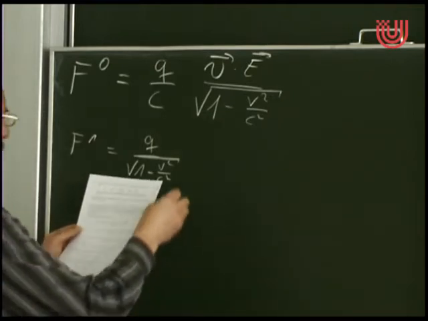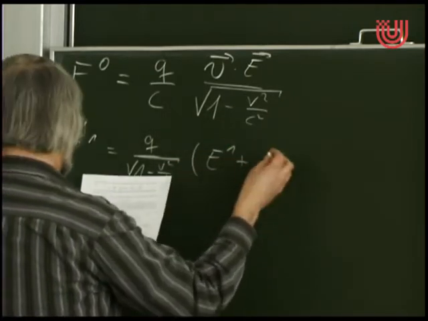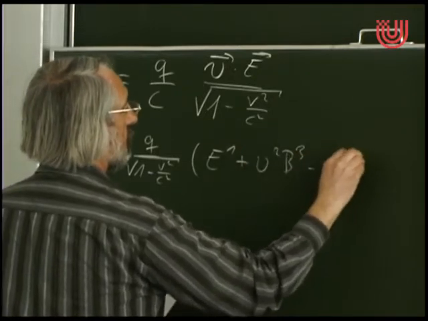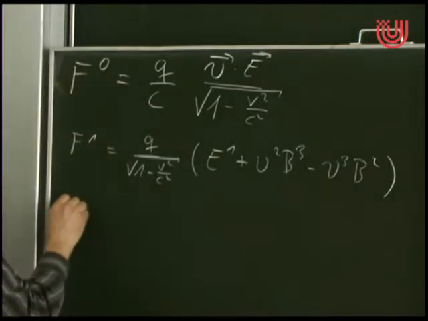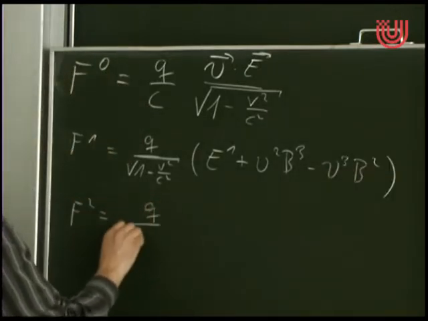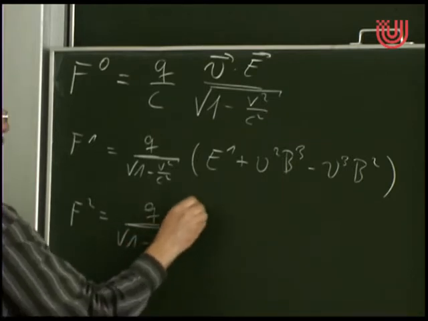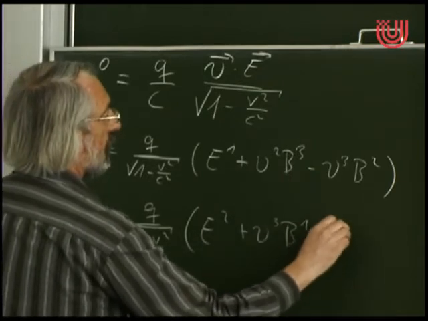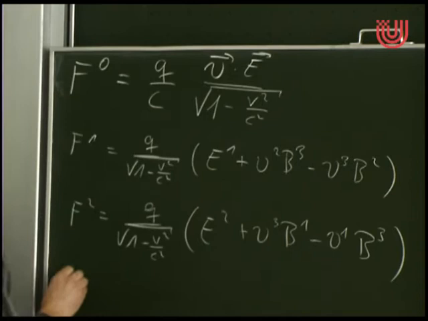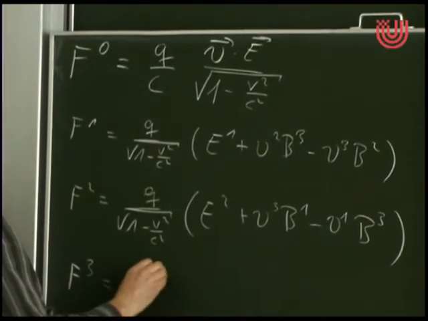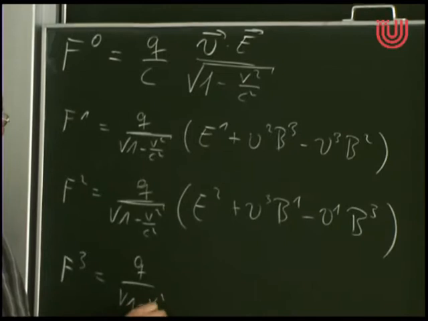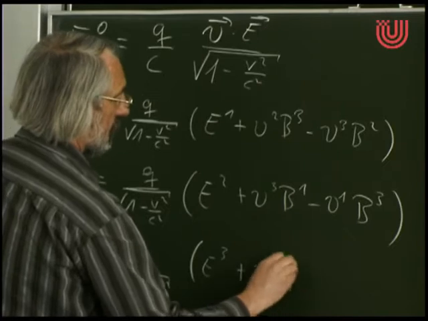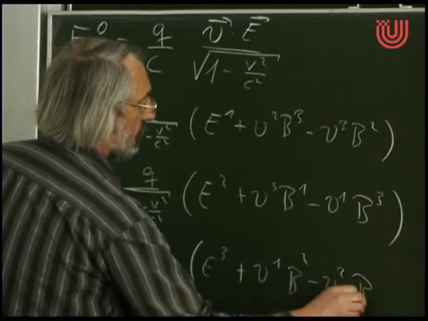And then E1 plus V2 B3 minus V3 B2. F2 is Q over the square root, E2 plus V3 B1 minus V1 B3, and F3 is Q over the square root, E3 plus V1 B2 minus V2 B1.